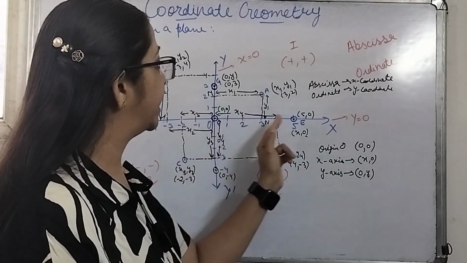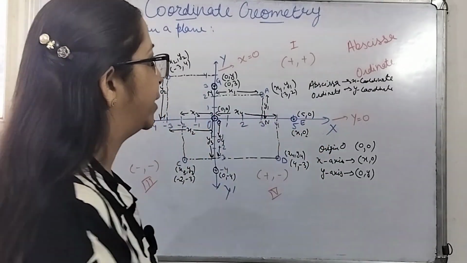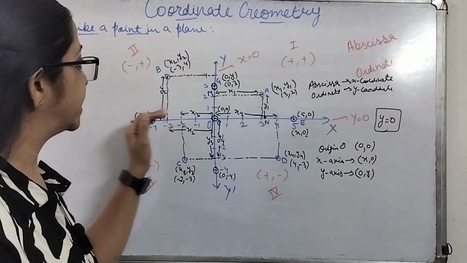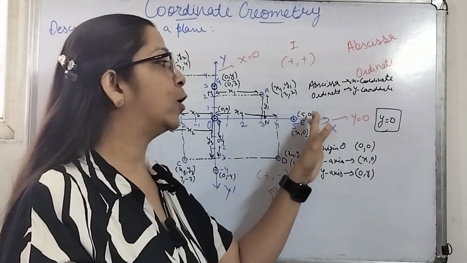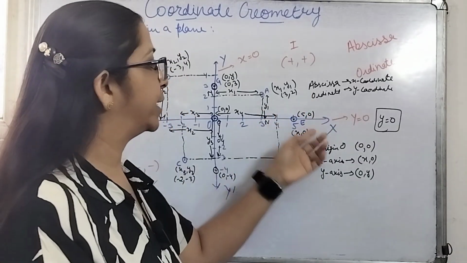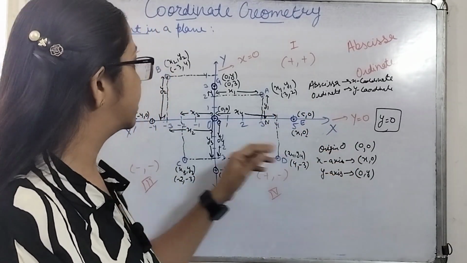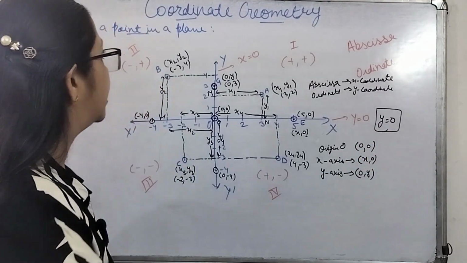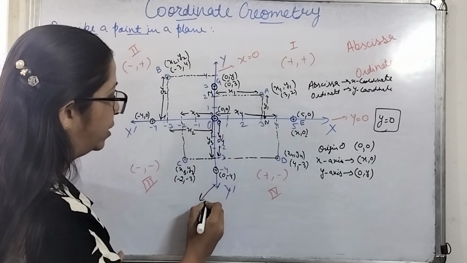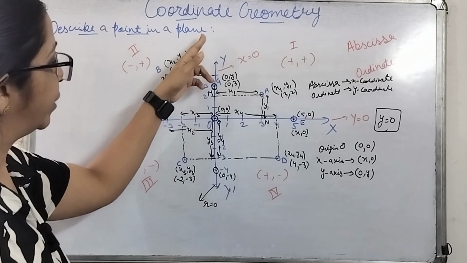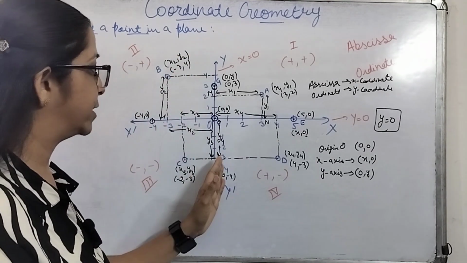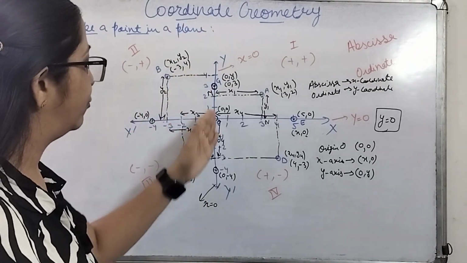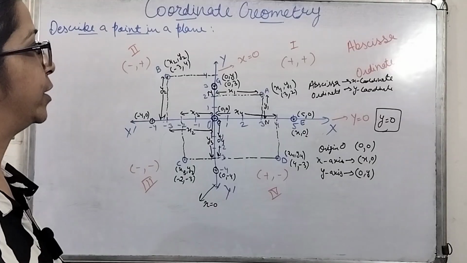So we can see the equation for the x-axis will be y equals 0. This is the equation for your x-axis, because whichever point lies on this axis, for every point its y-coordinate will be 0. That's the reason the equation for the x-axis is y equals 0. Similarly, the equation for the y-axis is x equals 0, because every point which lies on the y-axis has x-coordinate 0. That's the reason the equation for the y-axis is x equals 0.